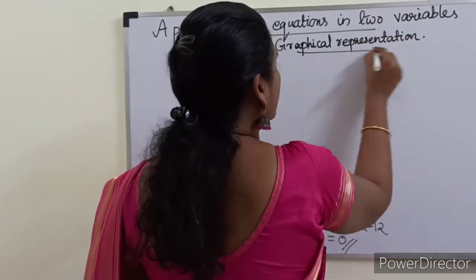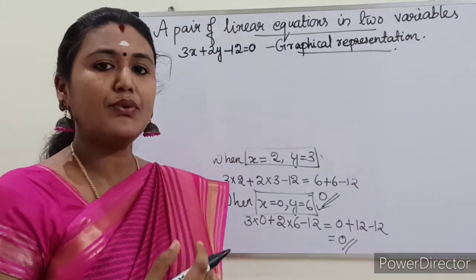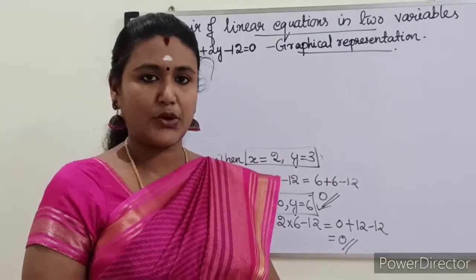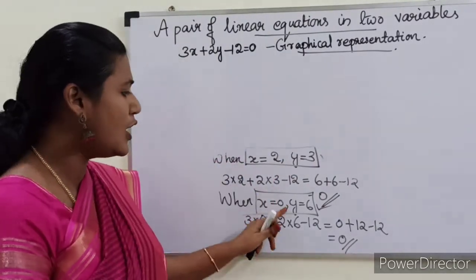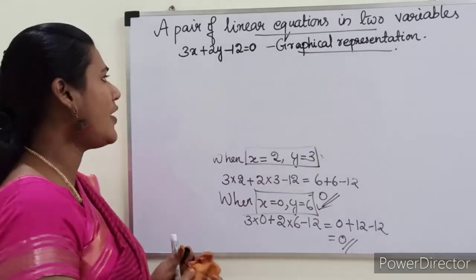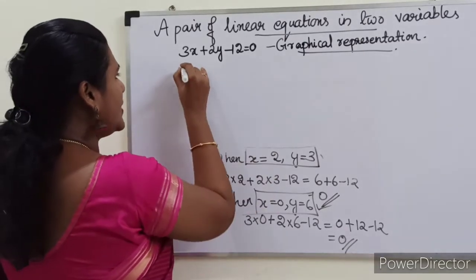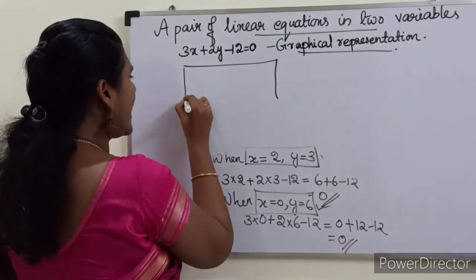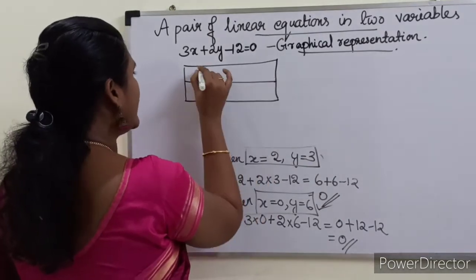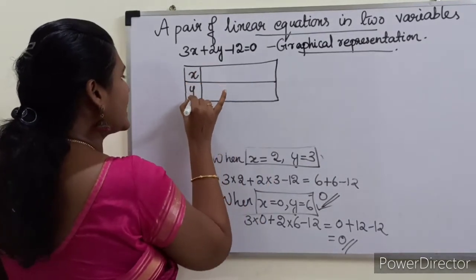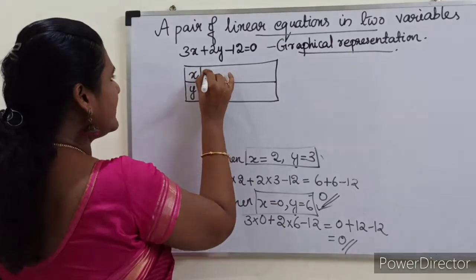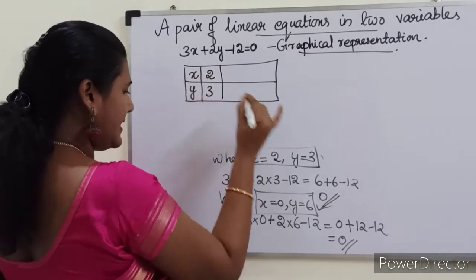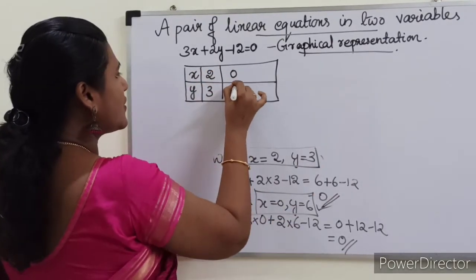So for that, first you need a few solutions of this linear equation. We have already done that here. Two solutions we already got, and with these values we will continue. So here we got the solutions of the linear equation, that is, the values of x and y. First we got 2, 3, and then we got the values 0, 6.